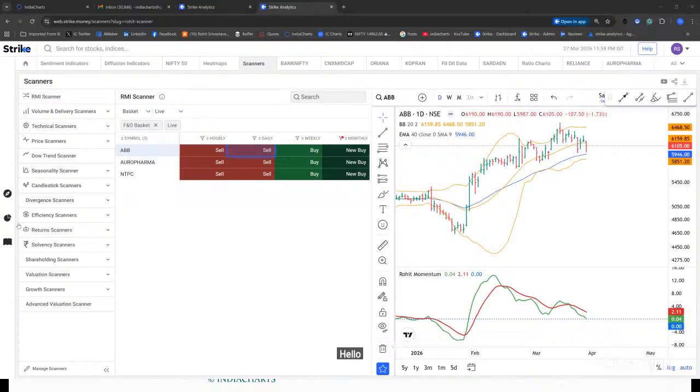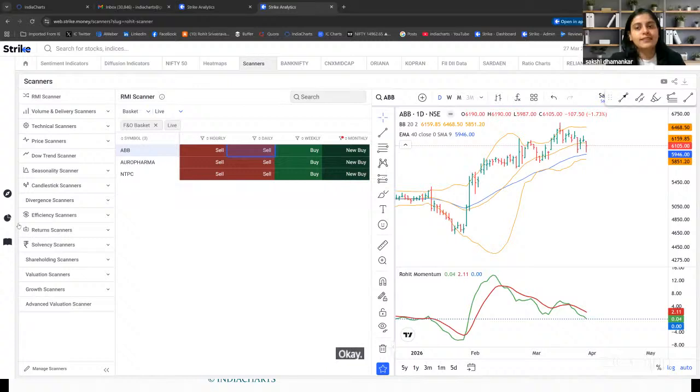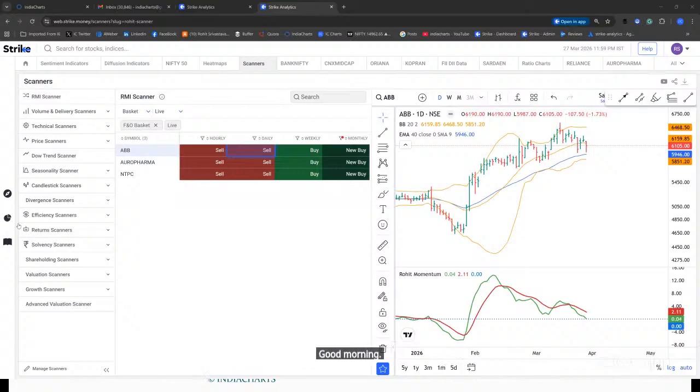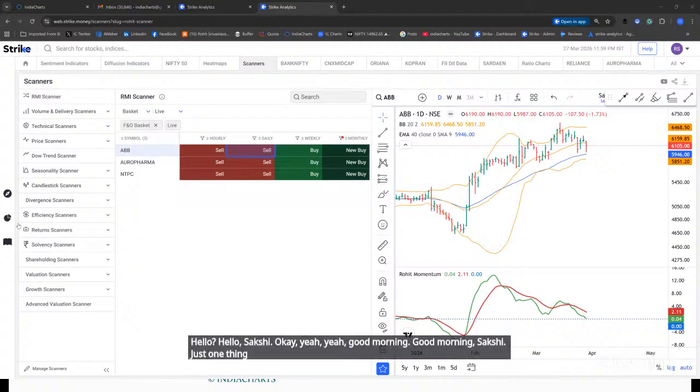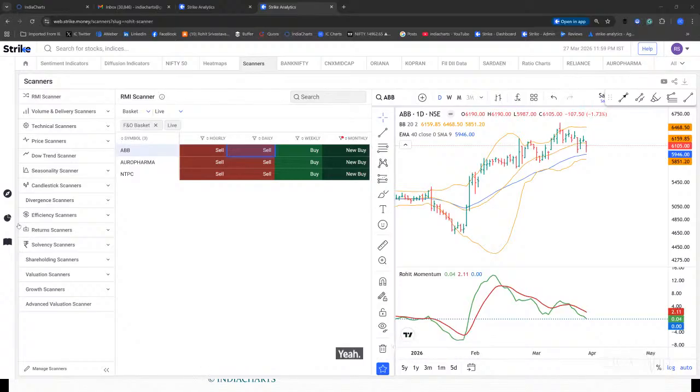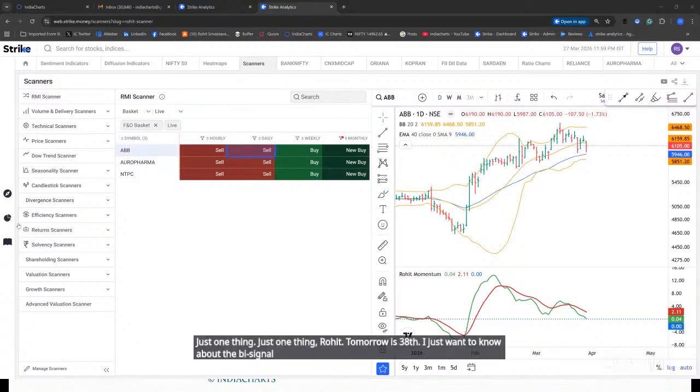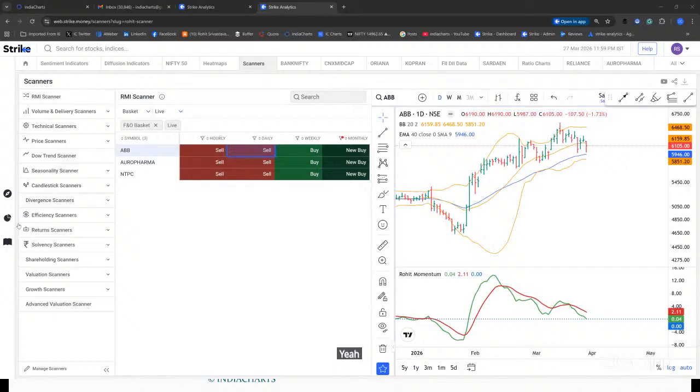Hello, Sakshi. Yes, sir, you're audible. Good morning, Rohit. Good morning, Sakshi. Just one thing, Rohit. Tomorrow is 30th. I just want to know about the buy signal confirmation. So that is 30th because the 31st is holiday. So 30th is 3:15. After 3:15, we can confirmly say this is a monthly buy, right? Correct. Right, right. Thank you.